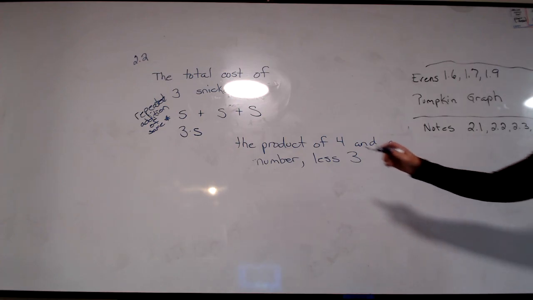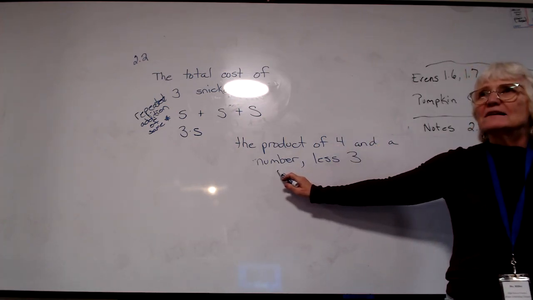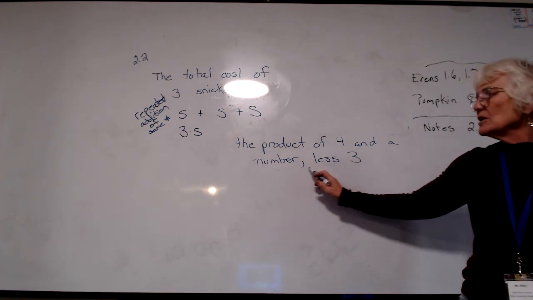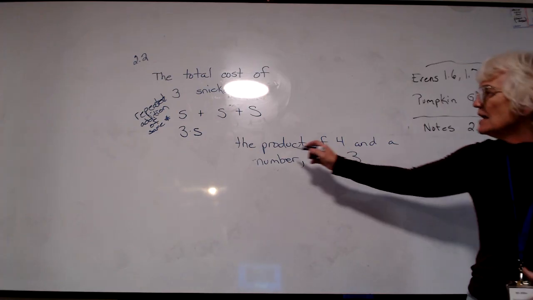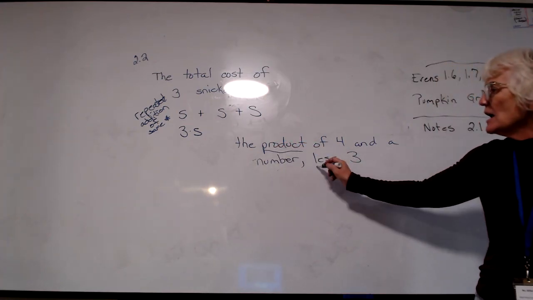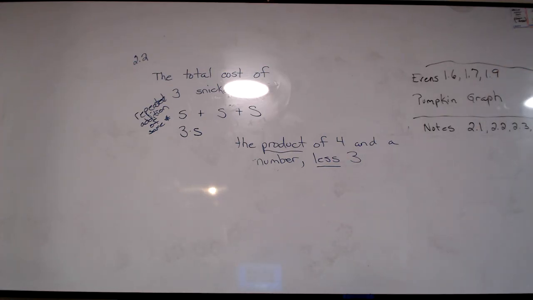Okay? The product of 4 and a number. That's what we want to do first. How would we write that? Then we're going to do the next part. So there's 2 parts to this because we have a product of and we have a less number there. Okay? What does product mean? The answer when multiplying. It's multiplying. Okay, so Peyton, what would it be? The product of 4 and a number, what are you gonna call it?